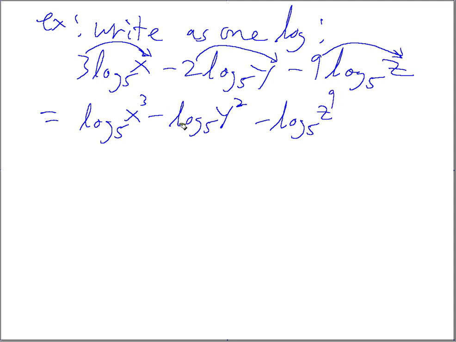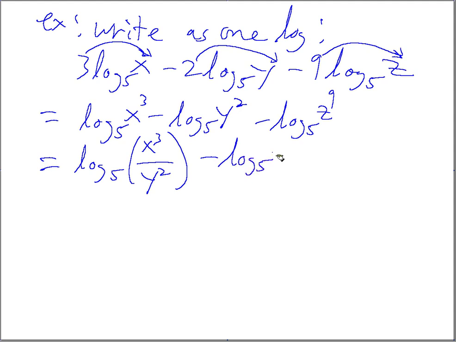Now, how do we treat these differences? Well, use the quotient rule. So let's just go from left to right. For the first two, let's handle 2 logs at a time. You're minusing these 2 logs, so you can divide these 2 quantities using the quotient rule. In other words, I can write the first 2 logs as log base 5 of x cubed over y squared. Does that make sense for the first 2? And just bring that down, minus log base 5 of z to the 9th. So far so good, right?